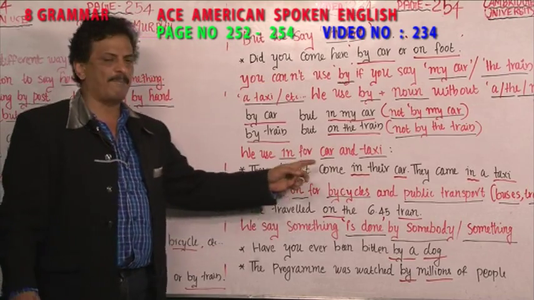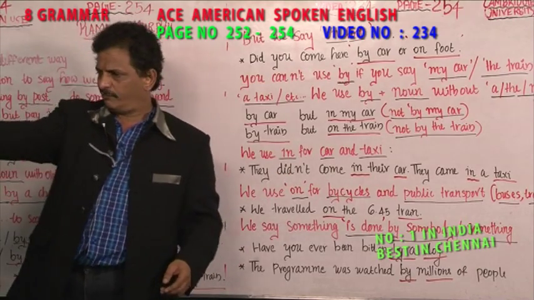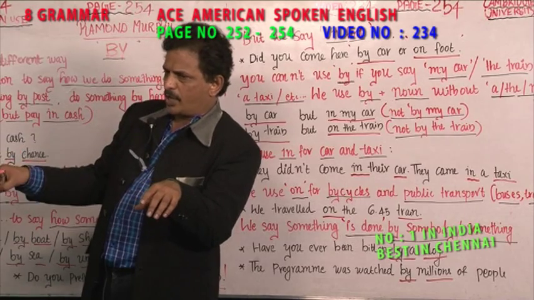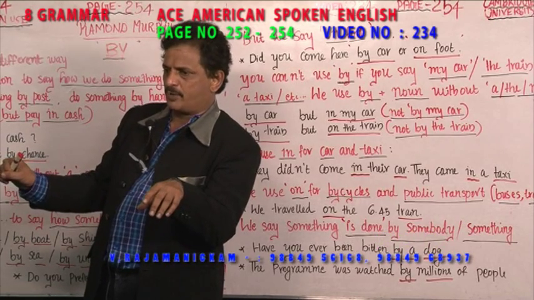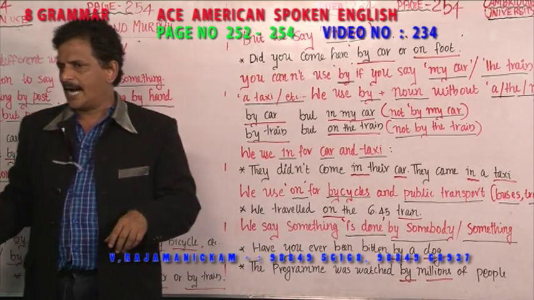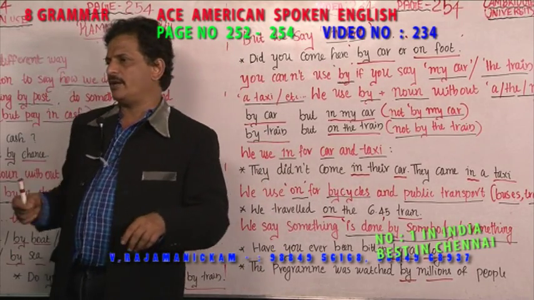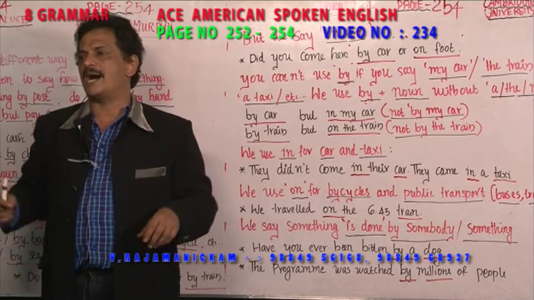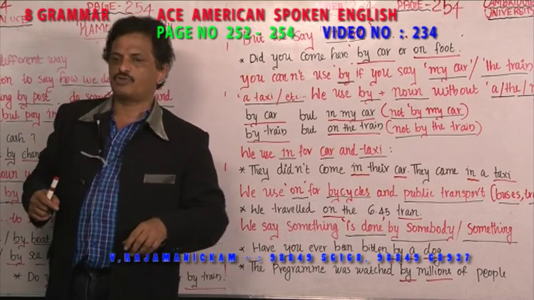On is used for bicycles. On is used for motorbike. I came on a motorbike. I came on cycle. Right? I came on a bus. I came on a train.